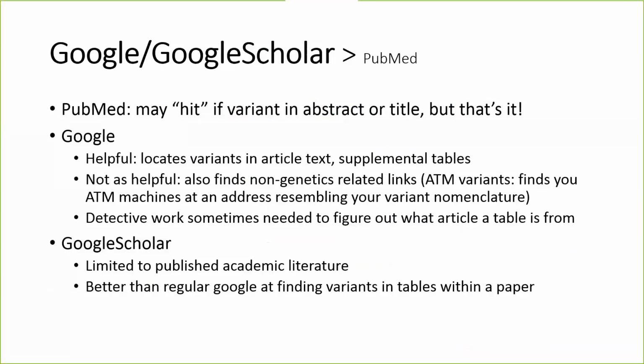Google also tends to be a little bit too helpful sometimes and will also find you all kinds of non-genetics related links. So it takes some time to get familiar with the output of your Google search to help you really figure out which links you need to explore and look into further and which ones you can kind of ignore. It's kind of funny when you're looking for variants in the ATM gene, it will find you ATM machines at addresses that have hits that resemble your variant nomenclature.